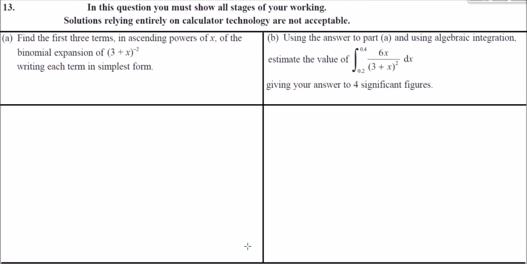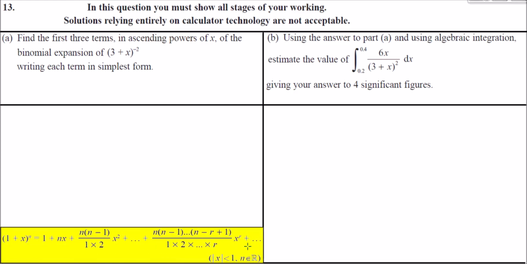Question 13, getting towards the end of the paper now. This first part of it is about the binomial expansion for 13 part A. We have to find the first 3 terms in ascending powers of x of a binomial expansion of 3 plus x to the power minus 2, writing each term in the simplest form. Now, what we need to remember is that this one can be found in the formula book. The general binomial expansion for year 13 is as follows.